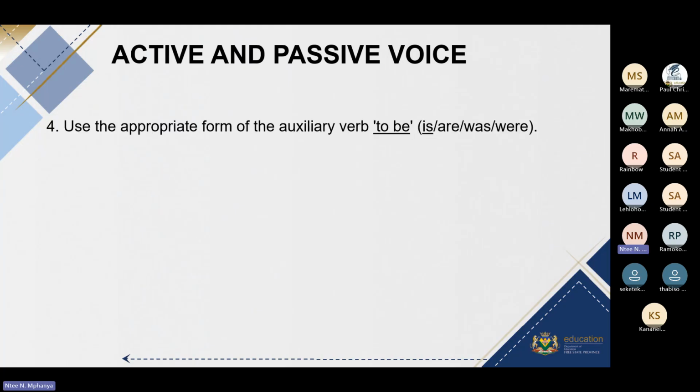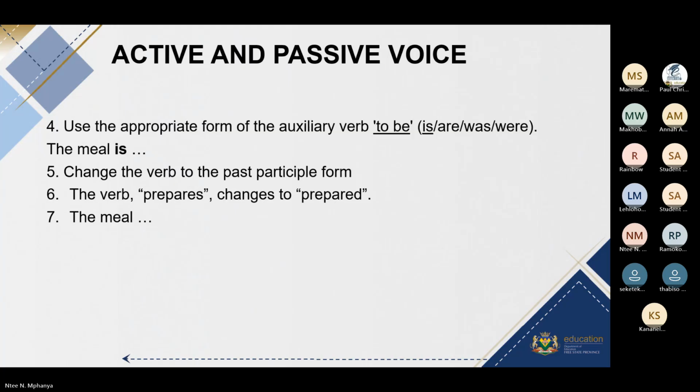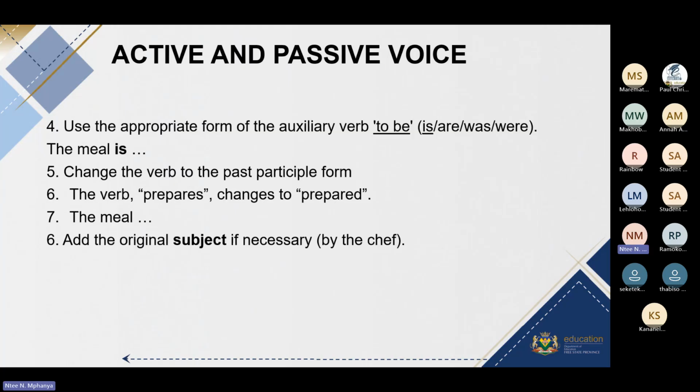Now you have to look at the appropriate form of the auxiliary verb to be. Do we use is, are, was, or were? Yes, we use it depending on the what? On the tense. The meal is. Change the verb to past participle form. The verb prepares changes to what? To prepared.